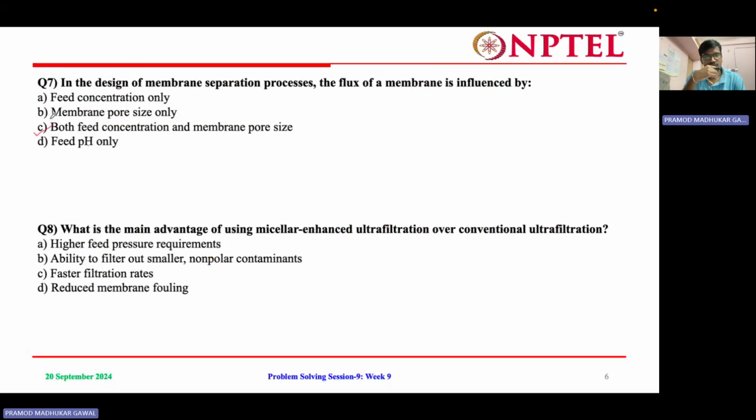Question 8. What is the main advantage of using micellar enhanced ultrafiltration over conventional ultrafiltration? Conventional ultrafilters struggle with smaller particles and nonpolar contaminants due to their inability to form a stable particle for the filtration. So micellar enhanced ultrafiltration has the ability to filter out smaller particles and nonpolar contaminants. Option B is correct.